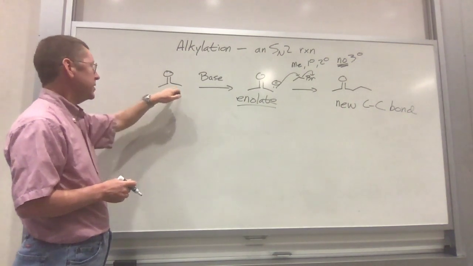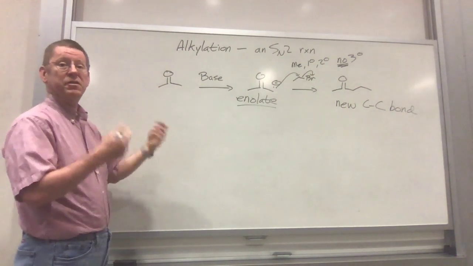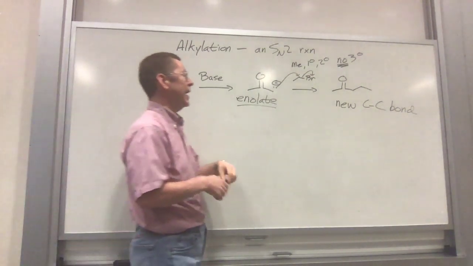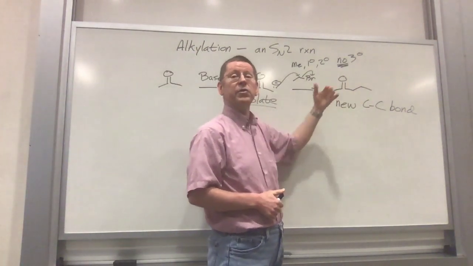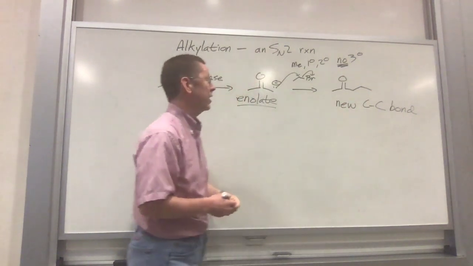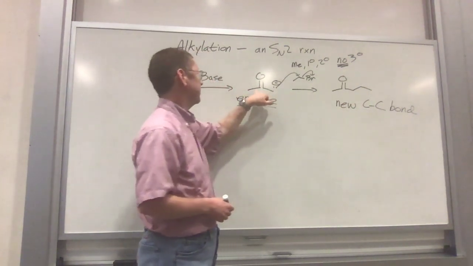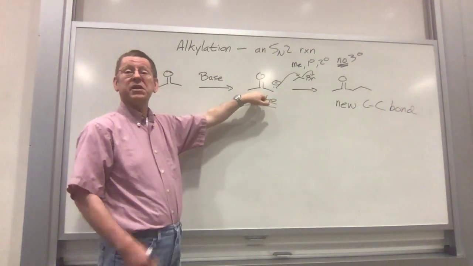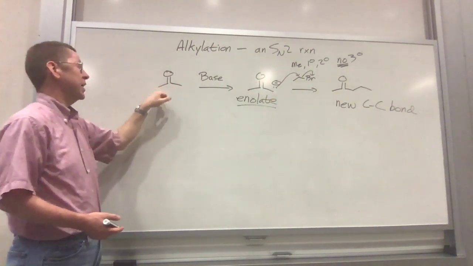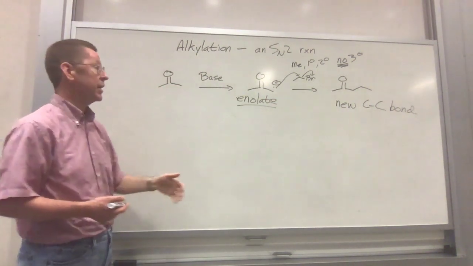Now, as long as you have alpha protons, you can keep doing enolate alkylation. So if I wanted to add additional alkyl groups, I could. One thing you need to be aware of is if I start off with something that's symmetric, it's easy. Okay, it doesn't matter if I deprotonate this side or this side, I get the same enolate.